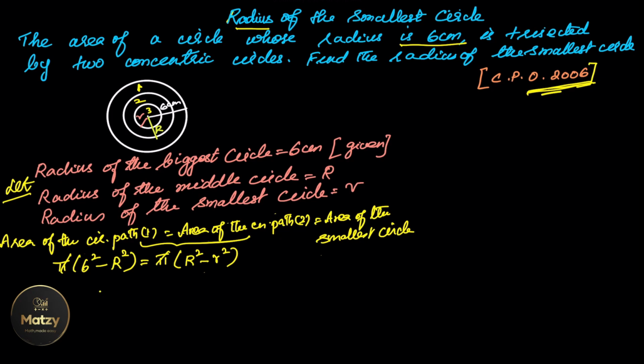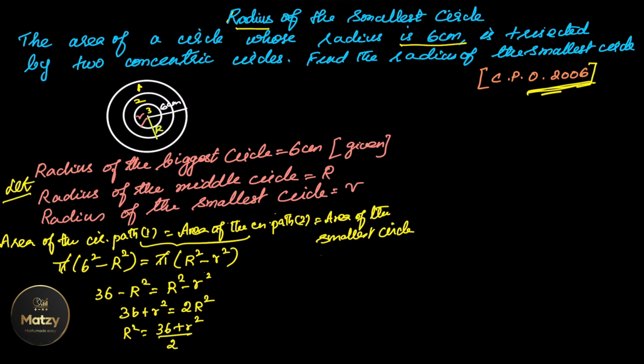So 36 minus capital R square is equal to capital R square minus small r square. Now 36 plus small r square is equal to 2 into capital R square when it comes to this side. So capital R square is equal to 36 plus small r square by 2.